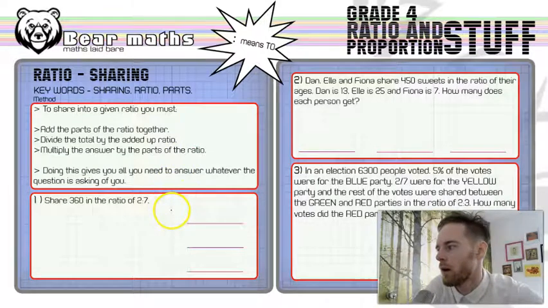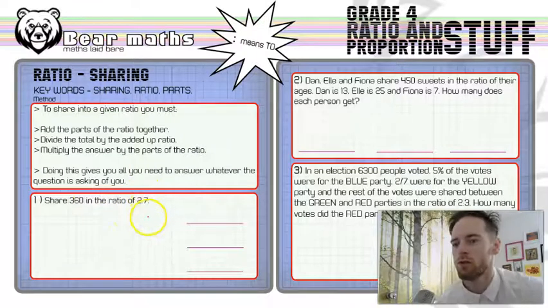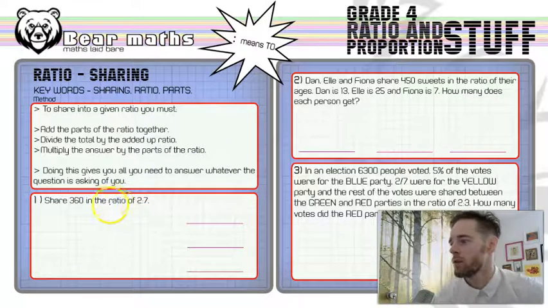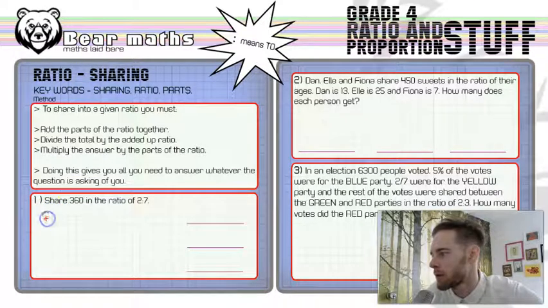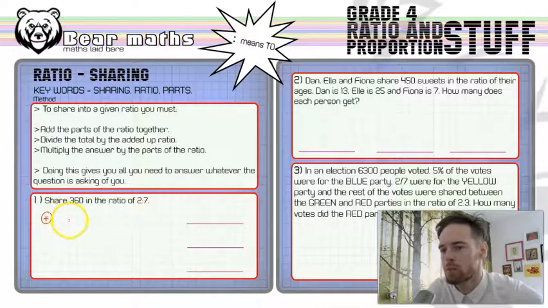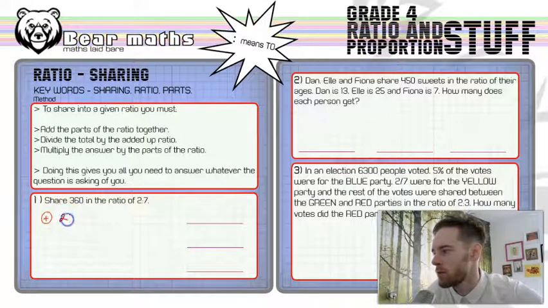Now, number 1 asks us to share 360 in the ratio of 2 to 7, just a number into a ratio with just numbers, not too tricky. Right, so let's follow the steps. But 2 plus 7 is what we would do, so let's add. I'd just like to put this in a little bubble just to show you what I'm doing each time. So 2 plus 7 is equal to 9. Then I'm going to divide, reminding myself of the steps as I go along. I'm going to take the 360, which is the total, and divide by 9.